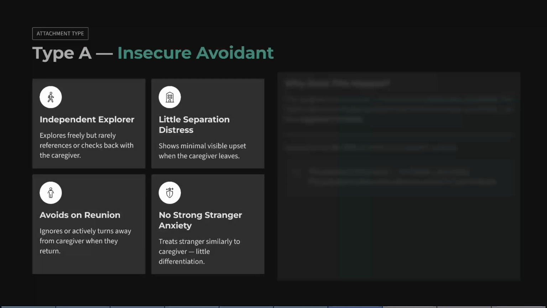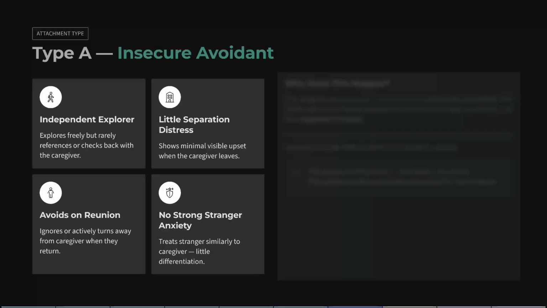In the presence of the caregiver, the avoidant infant explores independently, but with a crucial difference from the secure infant. They rarely reference or check back with the caregiver. The caregiver is present, but the infant doesn't seem to use them as the secure base. When the stranger enters, there's little differentiation. The avoidant infant treats the stranger in much the same way that they treat the caregiver. The specific attachment bond doesn't appear to be activated by the stranger's presence.